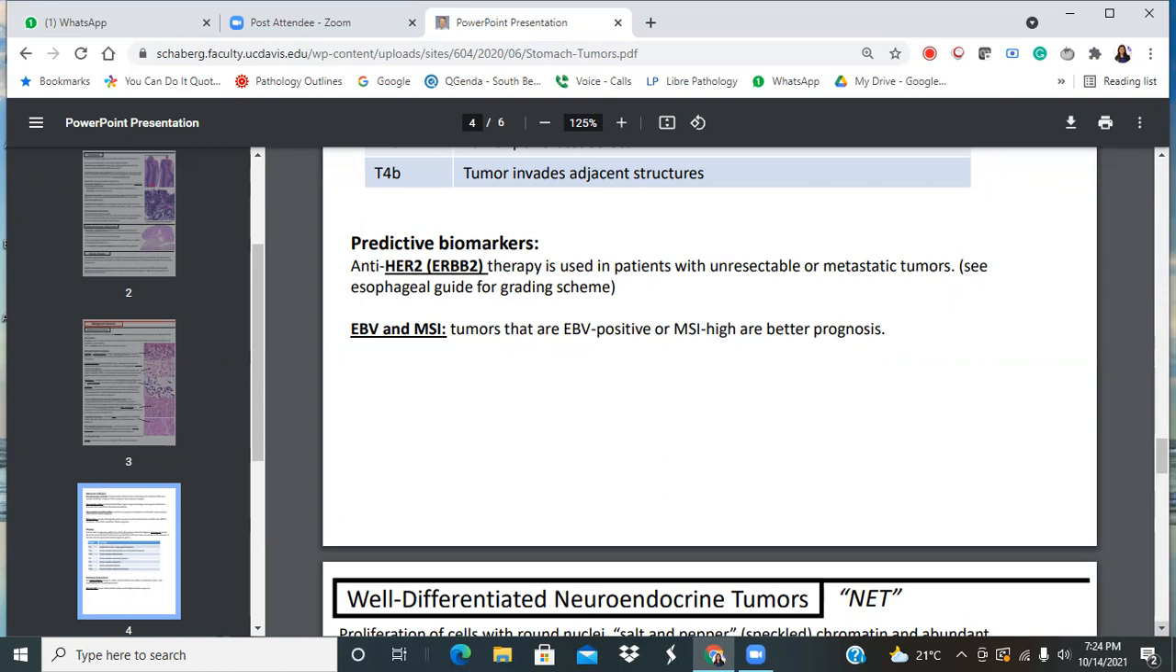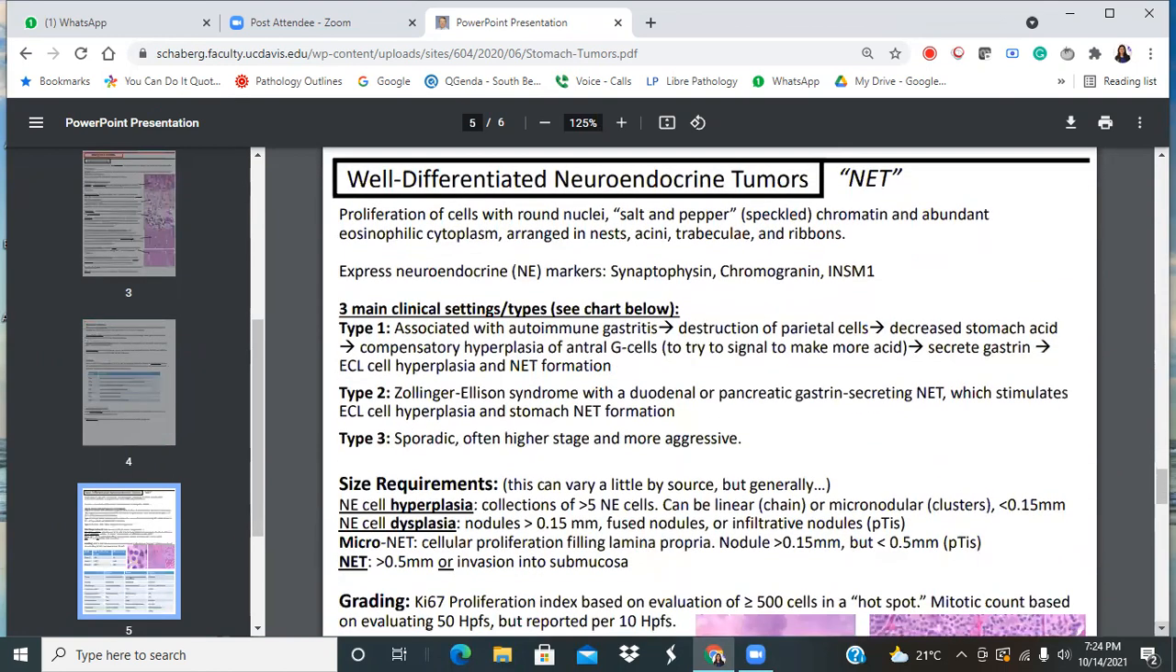He already said that. Okay, well-differentiated neuroendocrine tumors or NETs, proliferation of cells with round nuclei, salt and pepper or speckled chromatin, and abundant eosinophilic cytoplasm, arranged in nests, acini, trabeculae, and ribbons. They express neuroendocrine markers, that is synaptophysin and INSM1, 3 main clinical settings or types.